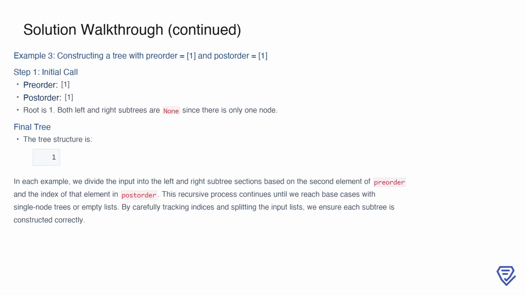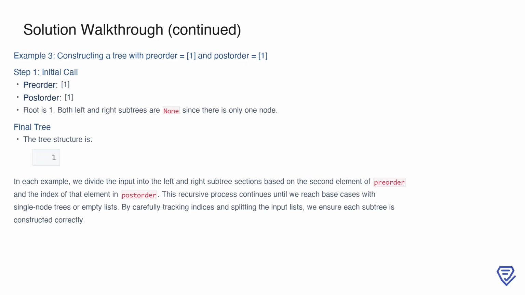Finally, let's consider the simplest case where both preorder and postorder traversals consist of a single element, 1. In this scenario, the root of the tree is simply 1, and since there are no other elements in either traversal, both the left and right subtrees are null. We construct a tree node with value 1, and the tree consists of just this single node.